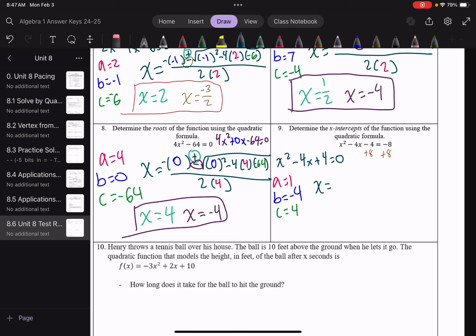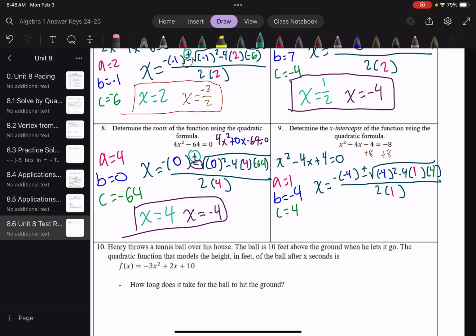So I've got x is equal to -b plus or minus the square root of b squared minus 4ac, all divided by 2a, where b is -4, a is 1, and c is +4. So in my calculator, I've got negative, parentheses, -4, plus the square root of, parentheses, -4 squared, minus 4, parentheses, 1, parentheses, 4, divided by 2, parentheses, 1.